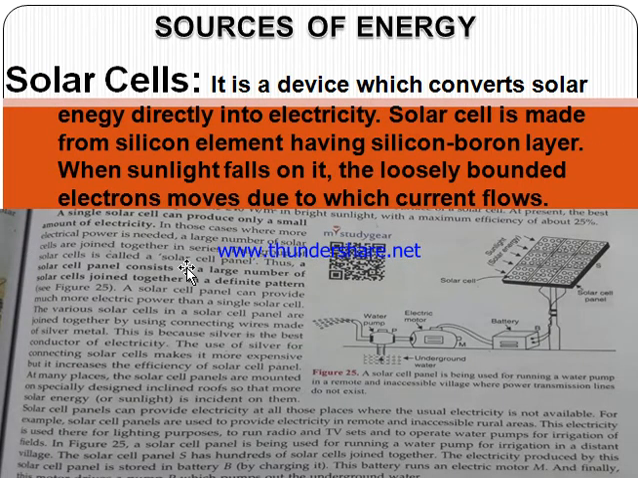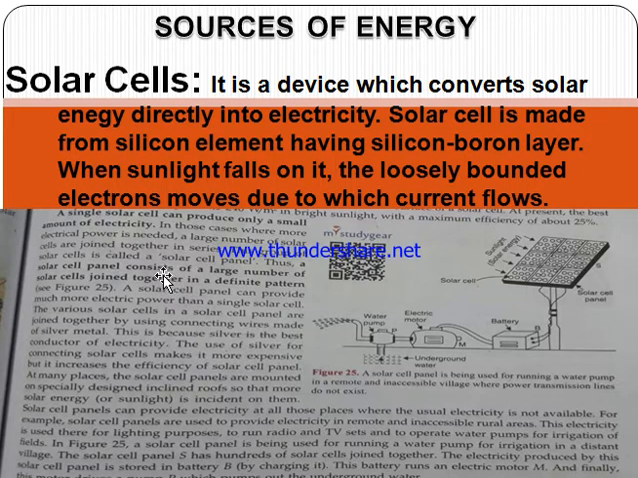Next are solar cells. It is very important. It is a device which converts solar energy directly into electrical energy. A solar cell is made up of silicon having a silicon boron layer or silicon arsenic layer. When sunlight falls on it, the loosely bound electrons move, due to which current flows. A single solar cell can produce only a small amount of energy. So if large energy is needed, a large number of solar cells are joined together.